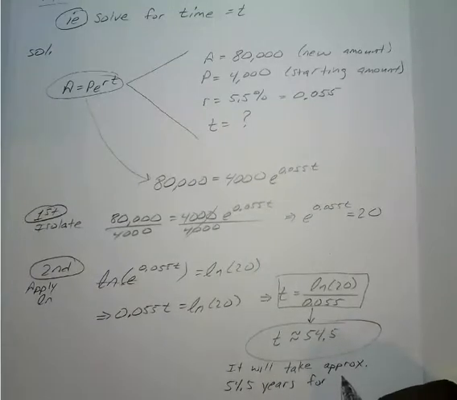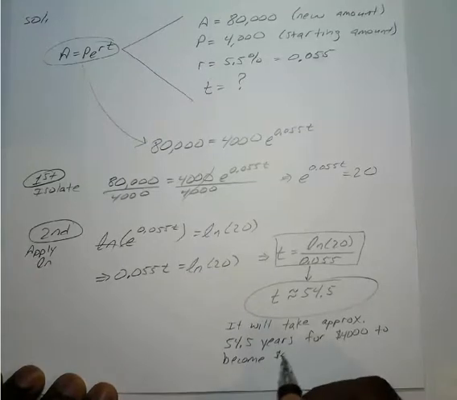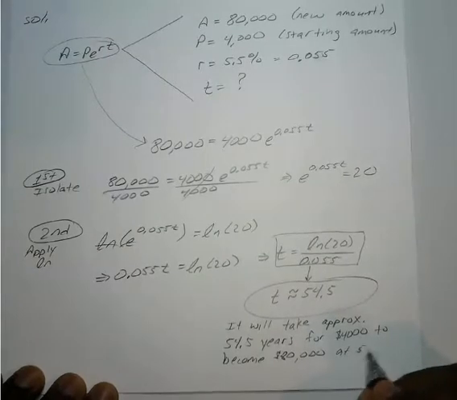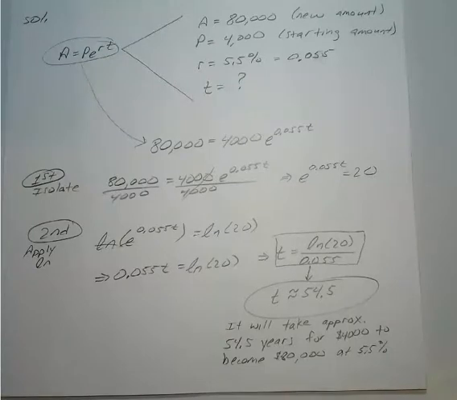for $4,000 to become $80,000 at 5.5% interest compounded continuously. Of course, if you compounded it so many times annually, you'll get a different answer. If you had a different percentage, you'll get a different answer. So with those particular details, it will take approximately 54.5 years.